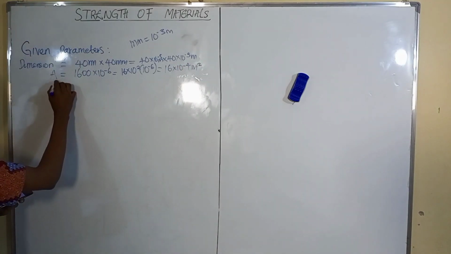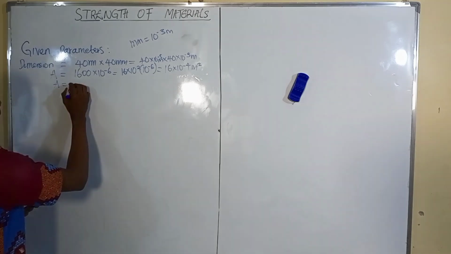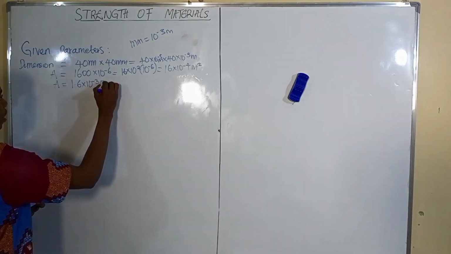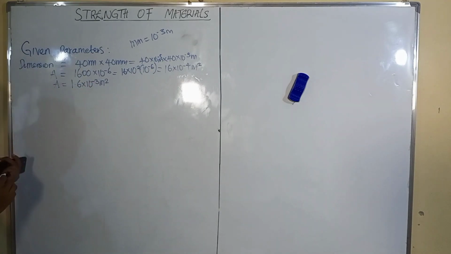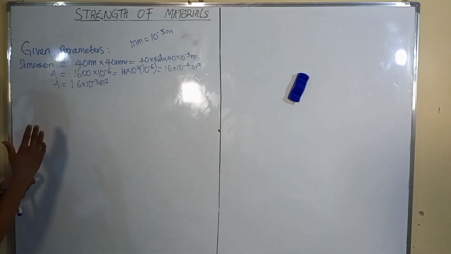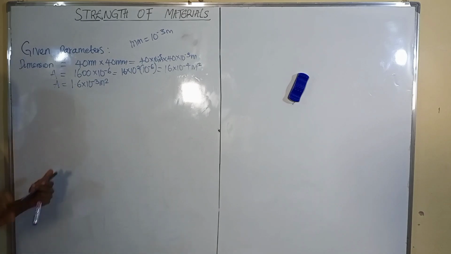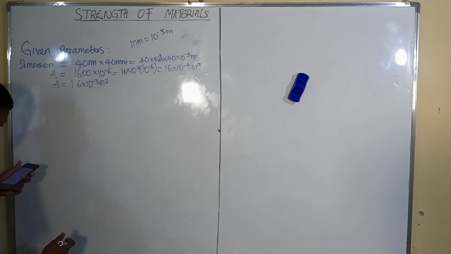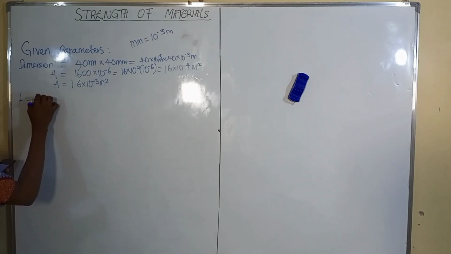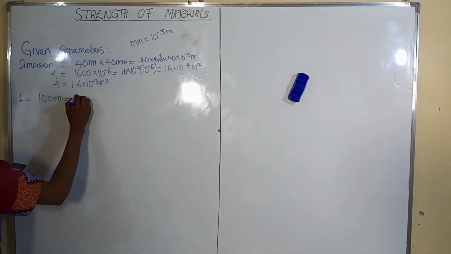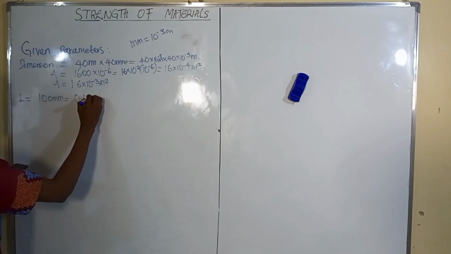We can simplify this further, so our area is 1.6 times 10 raised to the power negative 3 meters squared. This is the first parameter they gave us, the area of this square steel rod. It's a square because its length and breadth are equal. Next, we are given the length, which is 100 millimeters. When we do the same thing, this becomes 0.1 meters.